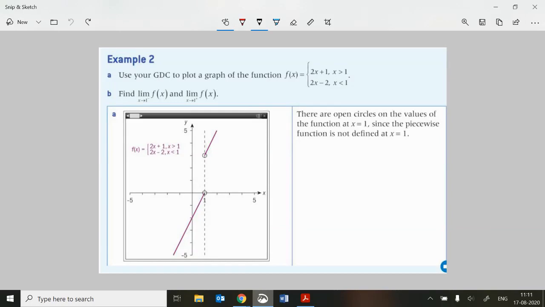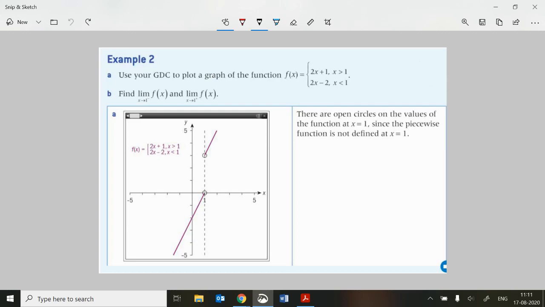Now, in example 2, it says use your GDC to plot the function here. So we've got this piecewise function, and you'll notice that this is not being defined when x is equal to 1. So that's not included in our domain. In fact, our domain is x belongs to the real numbers, but x is not equal to 1.